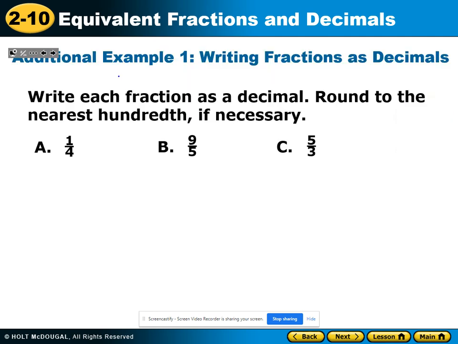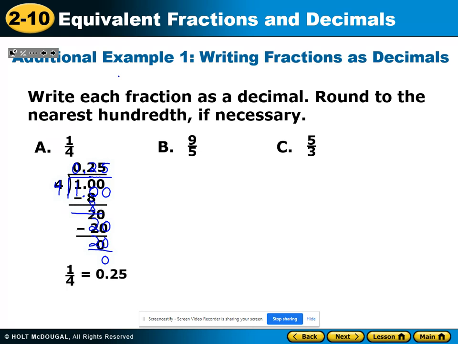So, numerator divided by the denominator. 1 divided by 4. We know the decimals right here, and we can place zeros to help us get the answer. All right, because adding zeros to the end doesn't change anything. 4 will not go into 1. 4 will go into 10 twice. There's 8. That's 2. You bring down the 0. 4 will go into 20 5 times. It came out to 0. We have our answer. All right, they do their division.